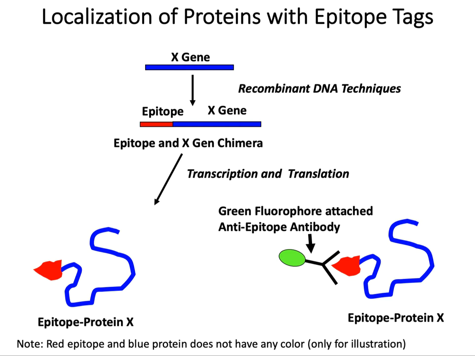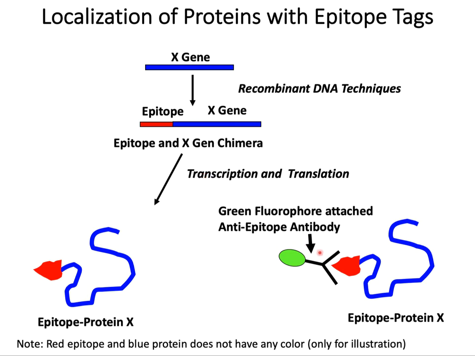So to do this, you need to use recombinant DNA technology. Basically, you take the gene of your protein of interest, and using recombinant DNA technology, you fuse an epitope, which is a short peptide sequence like FLAG, MYC, HA, hemagglutinin, etc. And there are plenty of others. In many cases, the protein function is actually not altered by this tag and it behaves naturally. In a cell, this protein can be detected by a fluorophore attached antibody. Why is this an advantage?